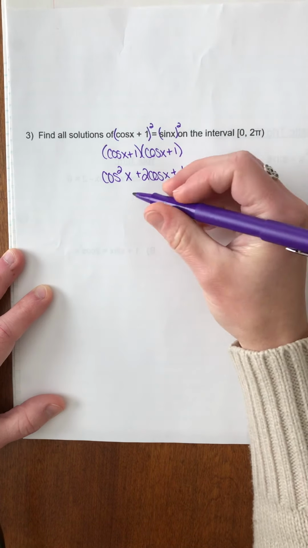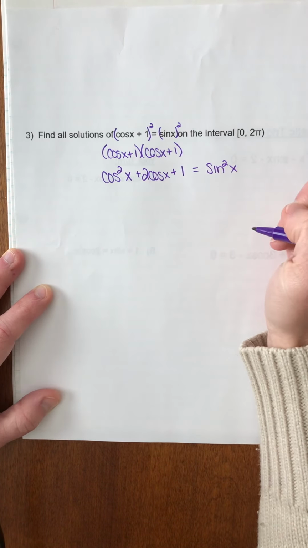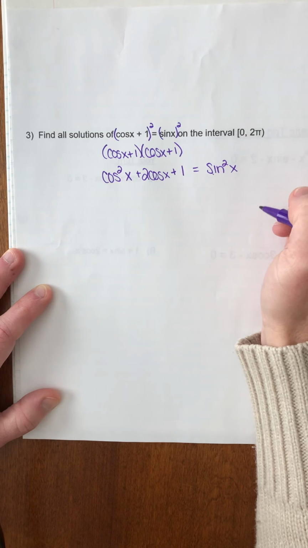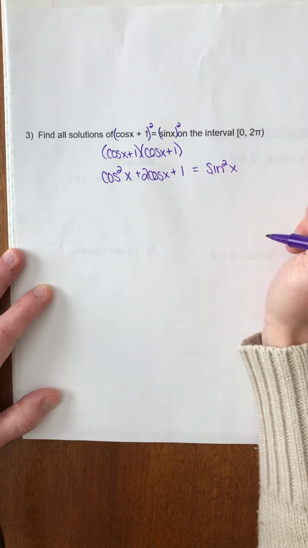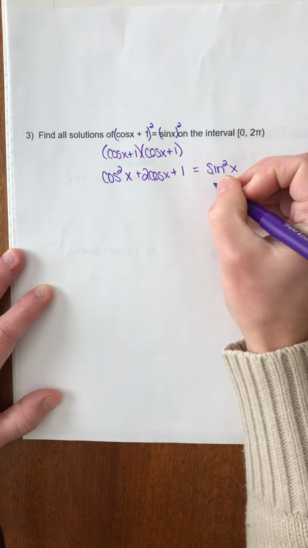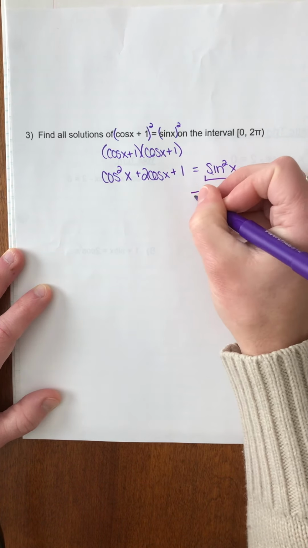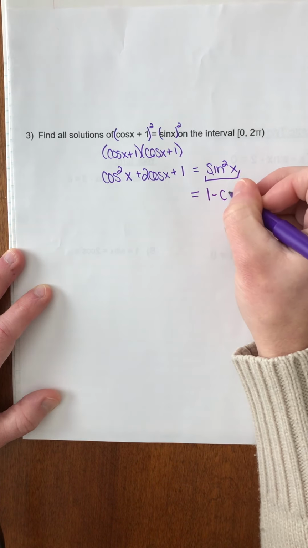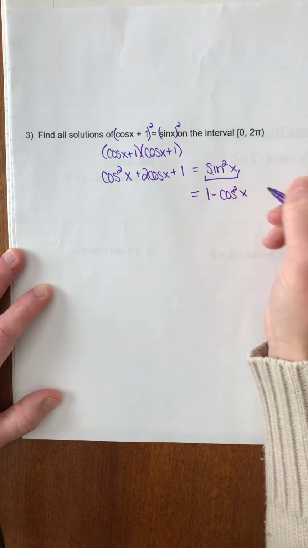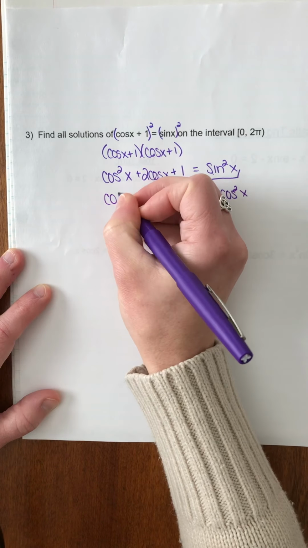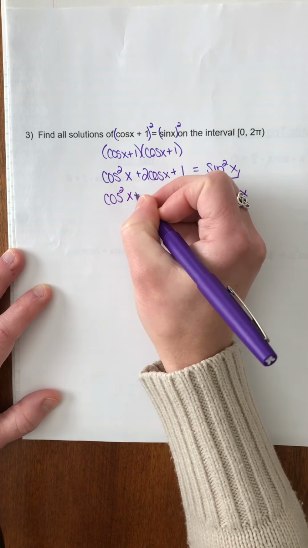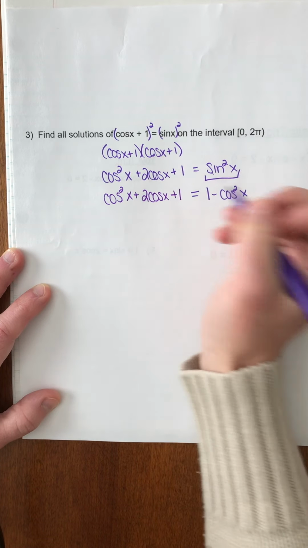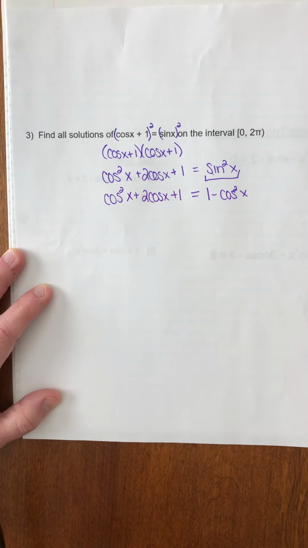Okay, so the majority of them are in cosine form, so we're going to look on this right-hand side of the equation and change this sine squared into, our Pythagorean trig identity tells me that sine squared is equal to 1 minus cosine squared. And so then on this side we have cosine squared x plus 2 cosine x plus 1 equals 1 minus cosine squared.